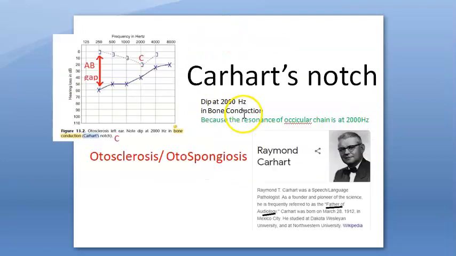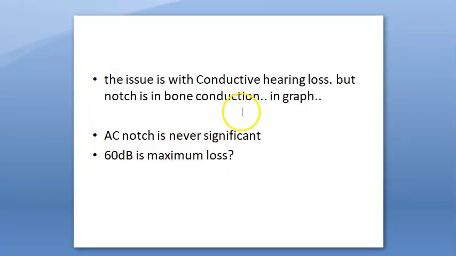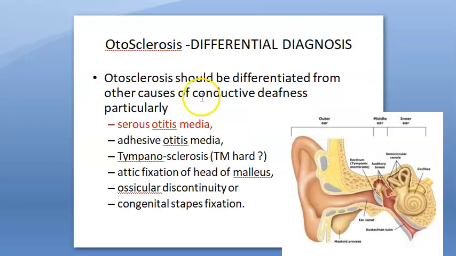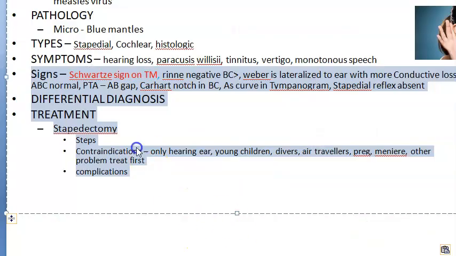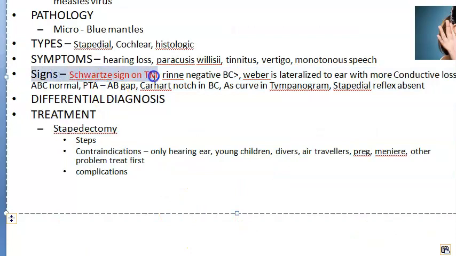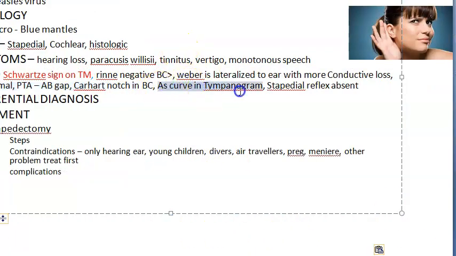Now let us look at the differential diagnosis, guys. So we are done with the signs, right? Signs, what and all did you see? Schwartze sign on tympanic membrane, negative Rinne's test, Weber test is lateralized to the ear which has more conductive loss, ABC is normal. In pure tone audiometry, you saw AB gap, Carhart's notch in bone conduction, that is at 2000 Hertz. AS curve you saw in tympanogram, stapedial reflex is absent. These are the signs you saw.